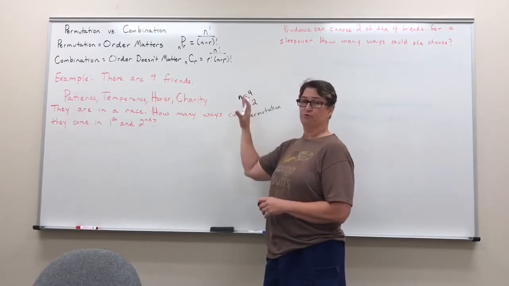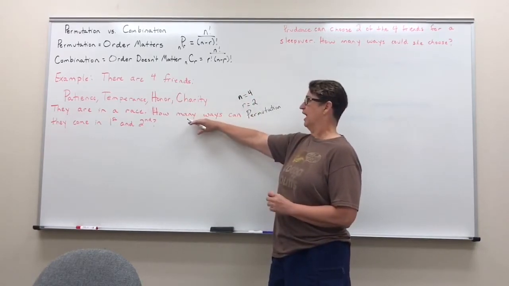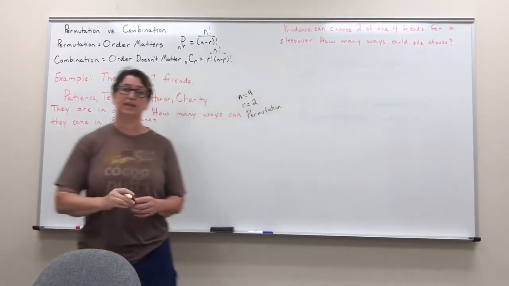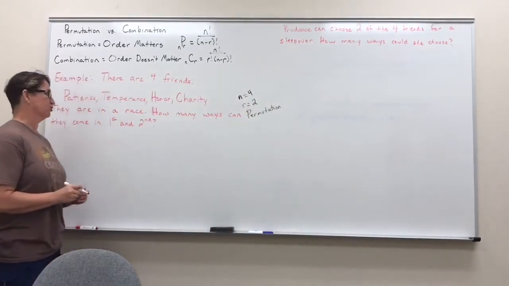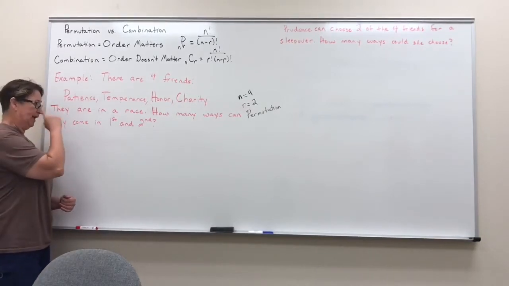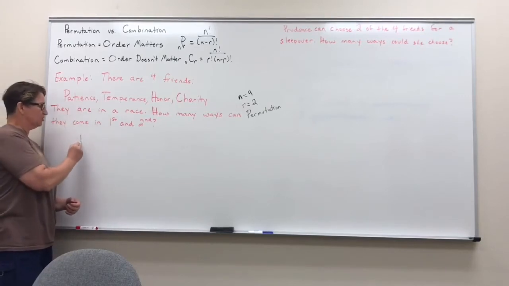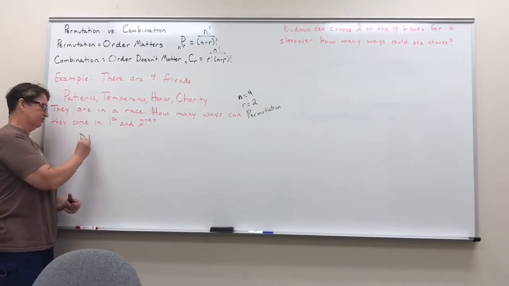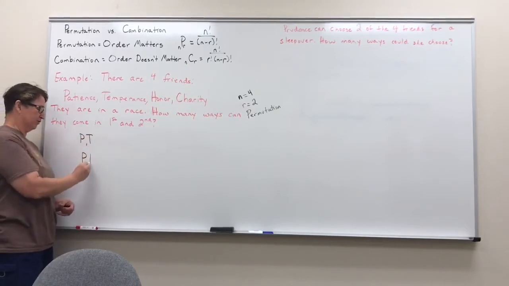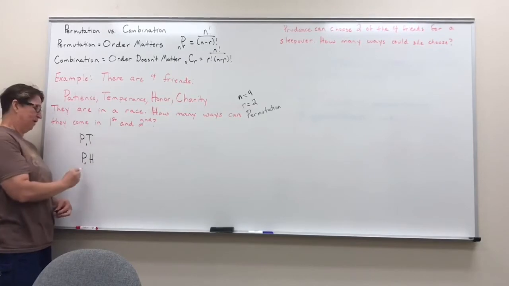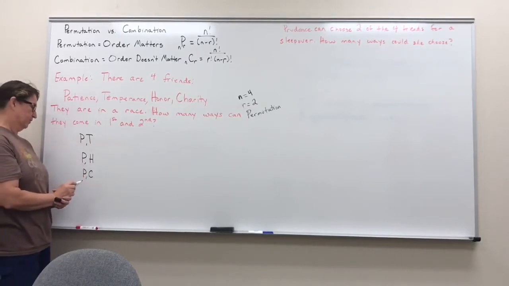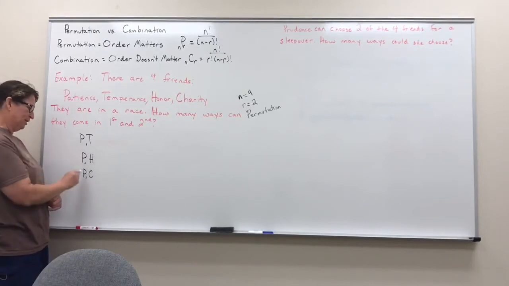So before we use the formula though, let's just look and see how many different ways they can come in first and second. Let's just go through and list all the ways that they can come in first or second. I'm just going to use their first initial to help me. Patience could come in first, and temperance could come in second. Or patience could come in first, and honor could come in second. Or patience could come in first, and charity could come in second. Those are all the different ways where patience could come in first.